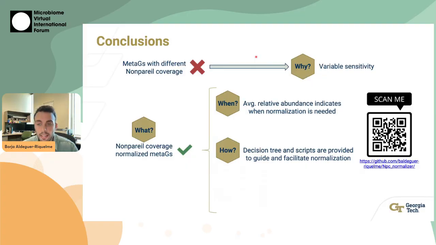To facilitate the normalization, we have provided some scripts that you can find if you scan this QR code, and also a decision tree. And finally, no matter the conclusions you got, you should always restrict them to the non-parallel coverage you have used in your analysis, because if you are able to sequence more, your results could be different. So unless you get a very complete metagenome, you should always restrict your conclusions to the non-parallel coverage you use.